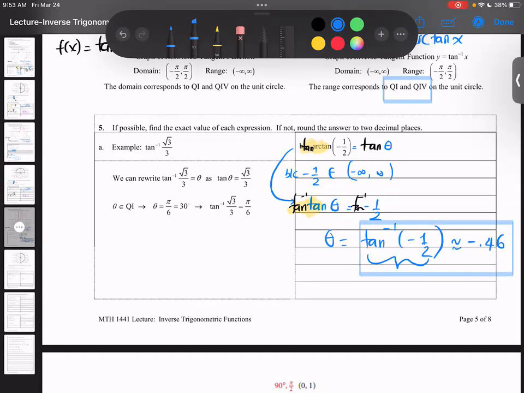Yeah, that's radian. Yes, it should be in radians. Thank you for reminding me.